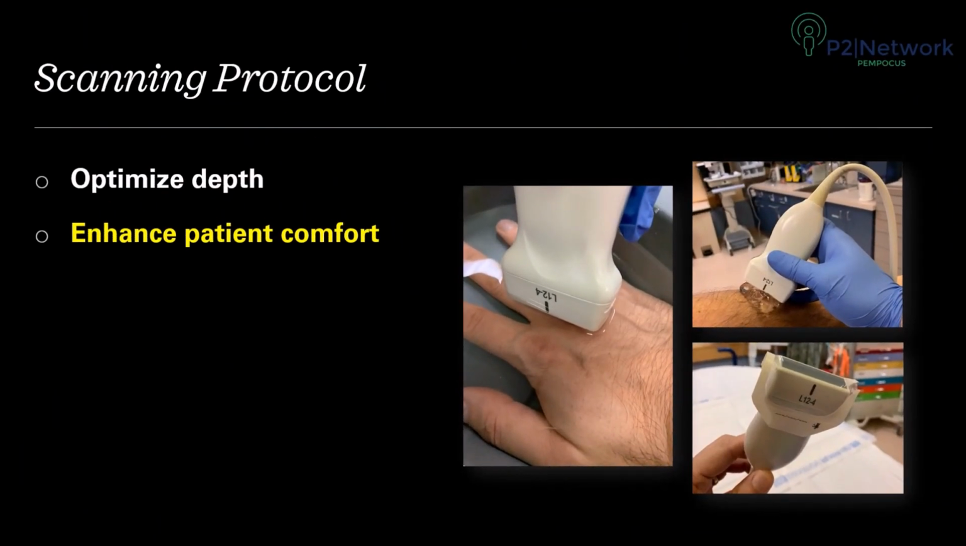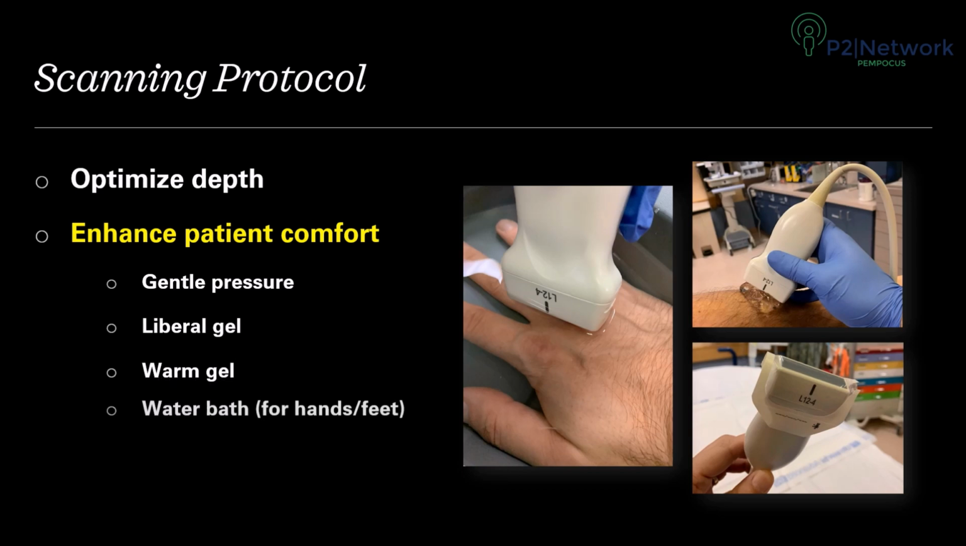Optimize patient comfort while maintaining good probe contact. Use gentle pressure. Use large amounts of gel, or a mountain of gel, to minimize pressure or pain. Use warm, comfortable gel or water if you're able to. If the object is on the hand or foot, you may consider a water bath or water-filled standoff. You may need a probe cover and sterile gel if over an open wound.